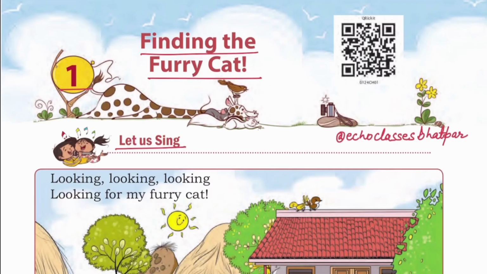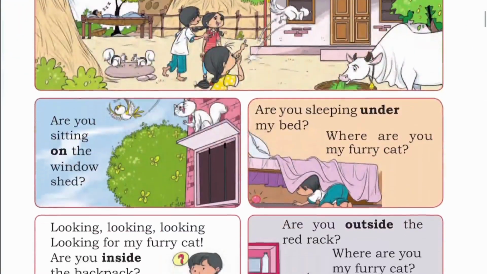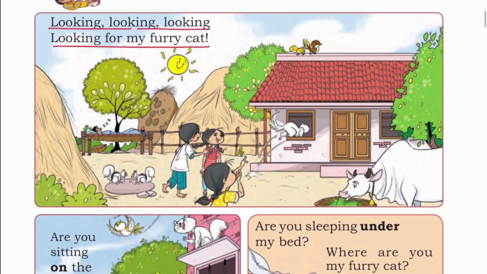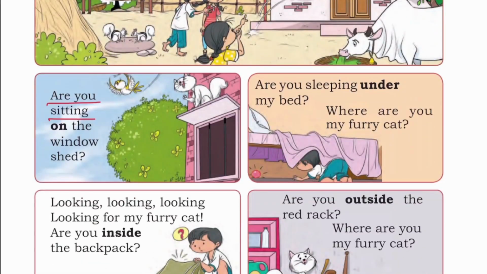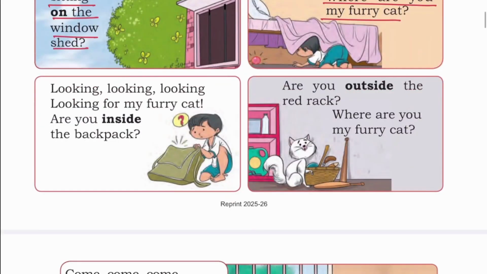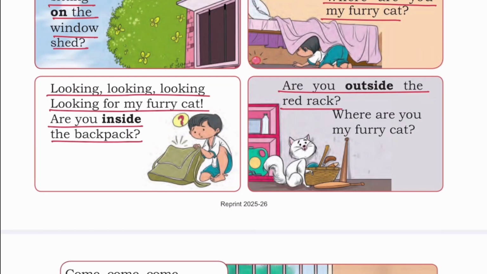Let us sing. Looking, looking, looking, looking for my furry cat. Are you sitting on the window sill? Are you sleeping under my bed? Where are you, my furry cat? Looking, looking, looking, looking for my furry cat. Are you inside the backpack? Are you outside the red rack? Where are you, my furry cat?